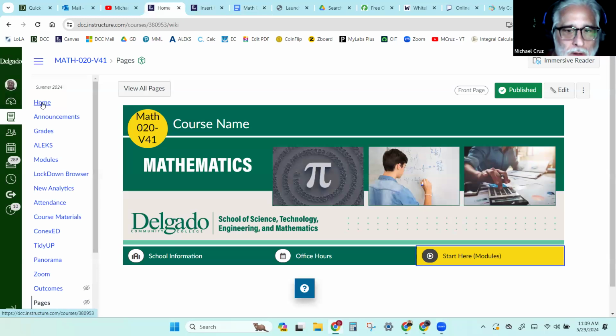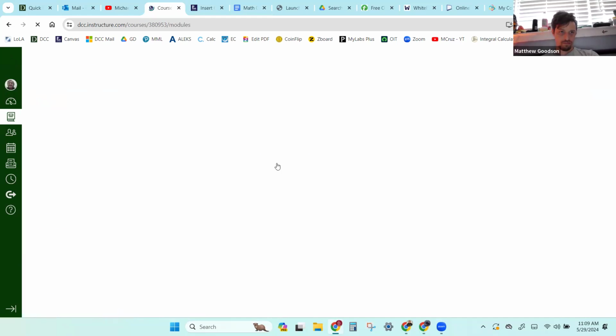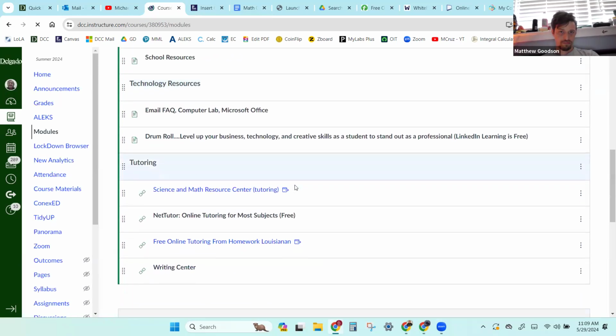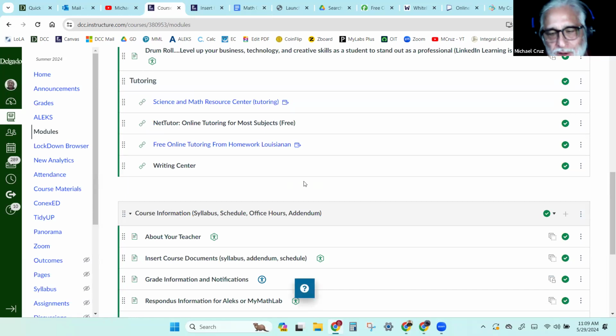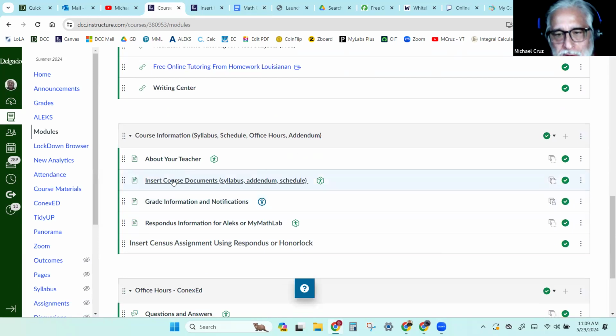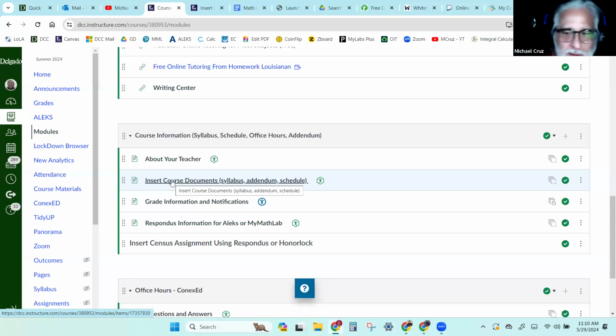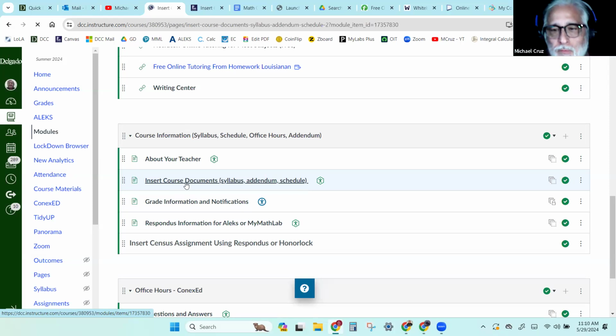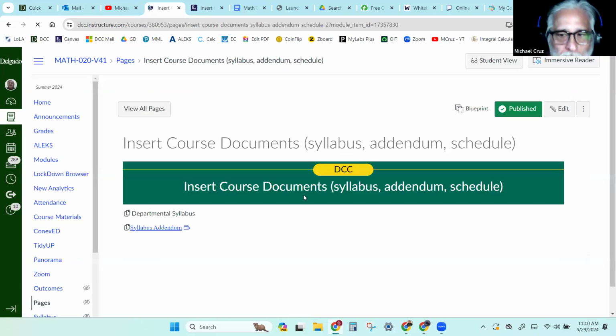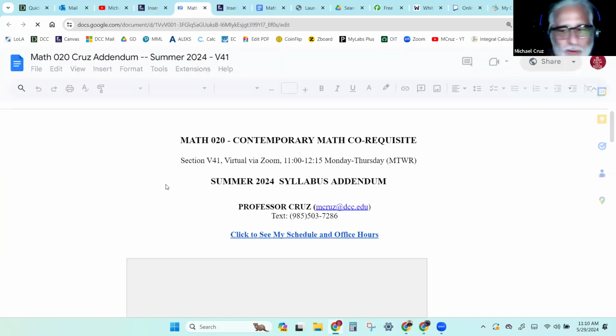All right, so if you go into modules, the department or the division way is to set everything up the same way. And for the life of me, I can't figure out how this is less confusing for the student, because it's confusing for me, because I would just always put the addendum at the top, since that's the most important thing. But you click on that and then click there. And this is basically the contract for the course. Okay, this is how everything's done.